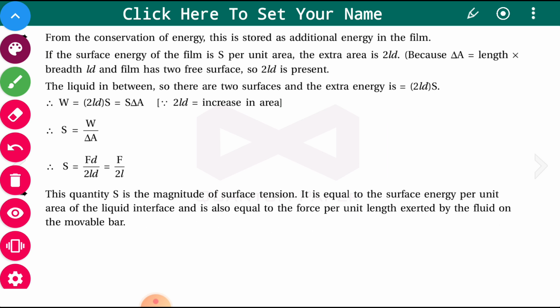It is equal to the surface energy per unit area of the liquid interface and is also equal to the force per unit length exerted by the fluid on the movable bar.